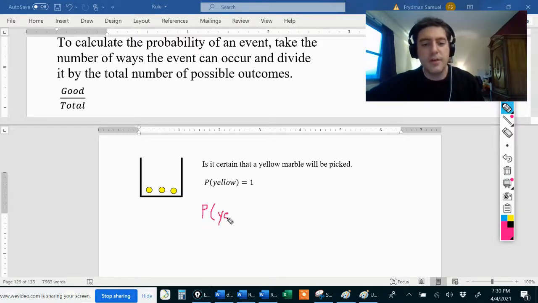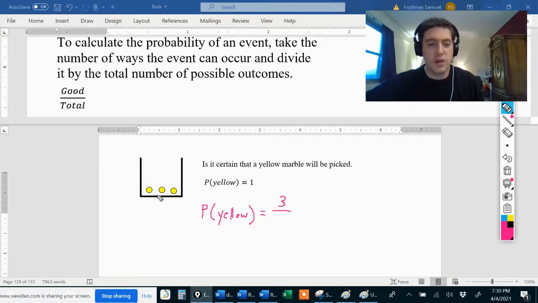In this case, the probability of getting a yellow marble, well, how many good marbles are there? There are 1, 2, 3 good marbles, because we like yellow marbles. So put that in the numerator. What's the total number of marbles in this box? Well, again, it's just 1, 2, 3. And what's 3 divided by 3?